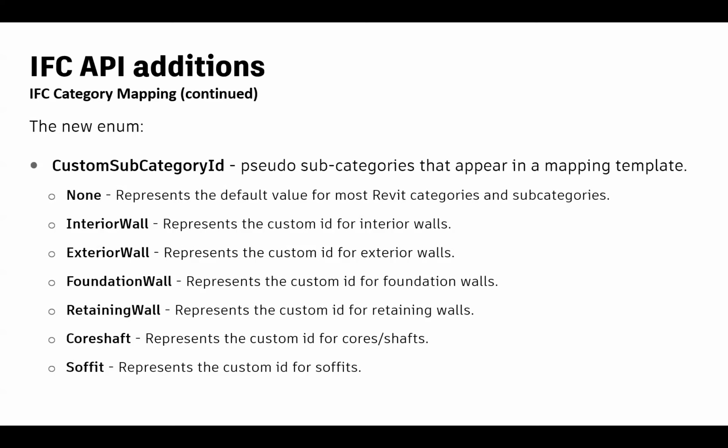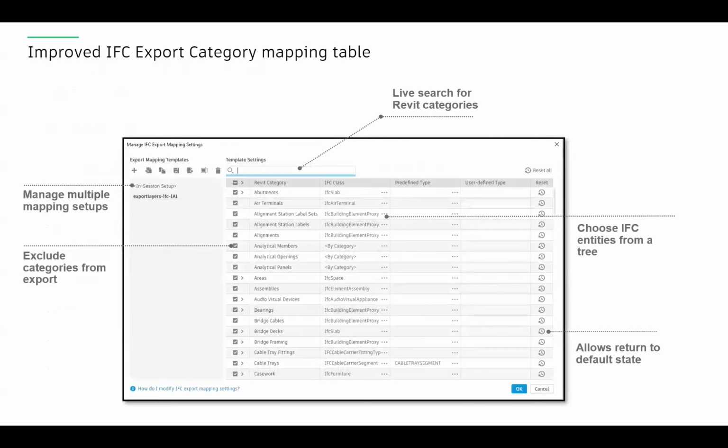Also, there are new enums. Actually, one new enum, custom subcategory ID, which has the following values: none, interior wall, exterior wall, foundation wall, retaining wall, core shaft, and soffit. That's how the new UI looks. Basically, it's a detailed map between Revit category and IFC classes with plenty of options, and all of them are available both in UI and API.